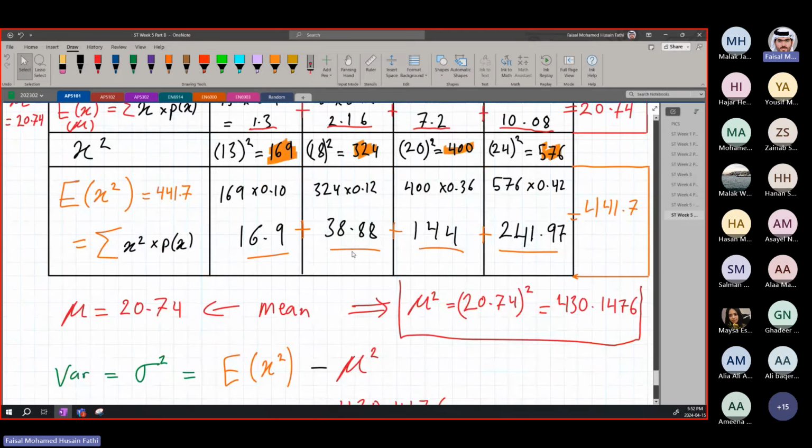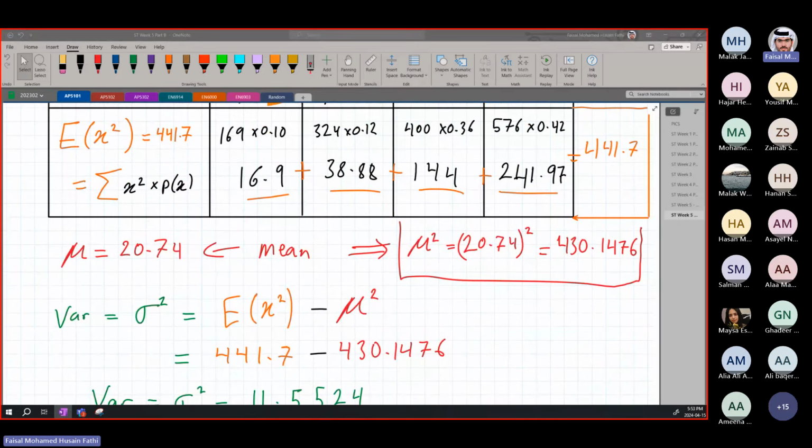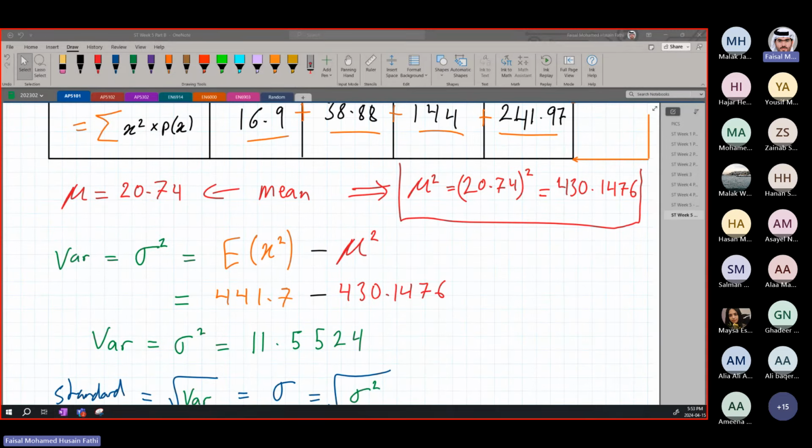Okay, any questions about this? Because this is the last part I will be doing about discrete variables. Everything else is straightforward and should be easy to solve. So is this clear?